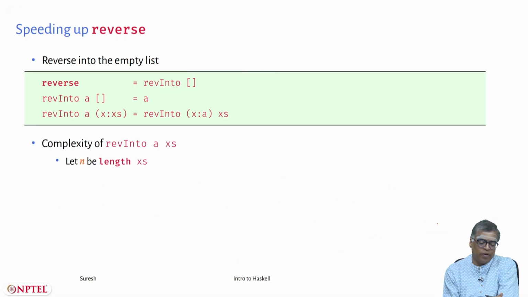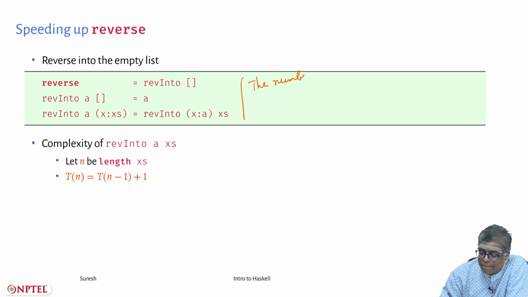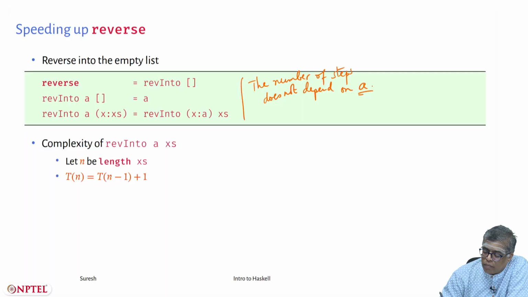Let n be the length of the list xs. So, if you look at the recurrence here, time taken to reverse, here is the important point. The number of steps taken does not depend on the accumulator A, because as you can also see, the recursion is on the second argument.